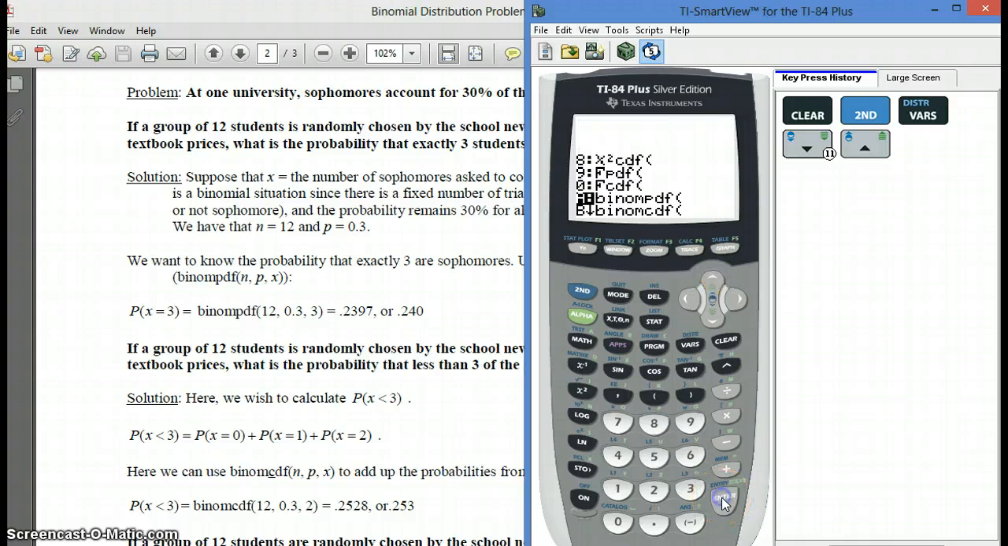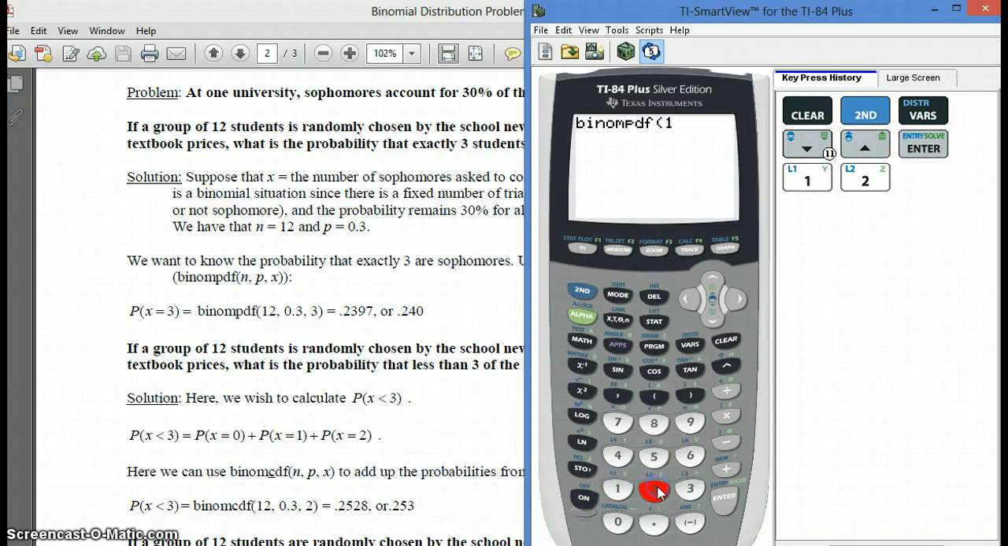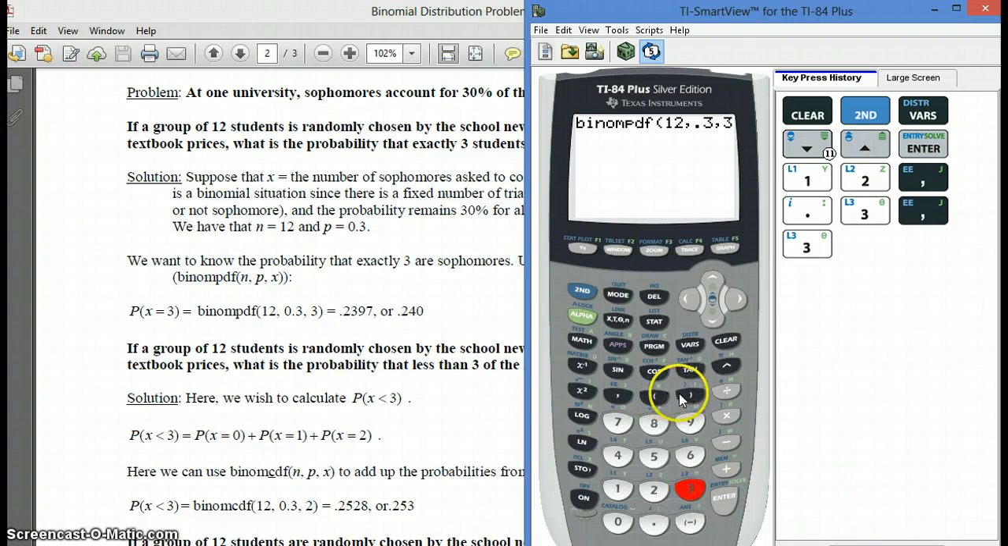So I'm going to click on Enter to bring up Binomial PDF. N is 12, so I do 12. Now comma is the key above the 7 key. So I do 12, comma, P is 0.3, comma, X is 3. I close parentheses and I click on Enter. And that gives me 0.2397.